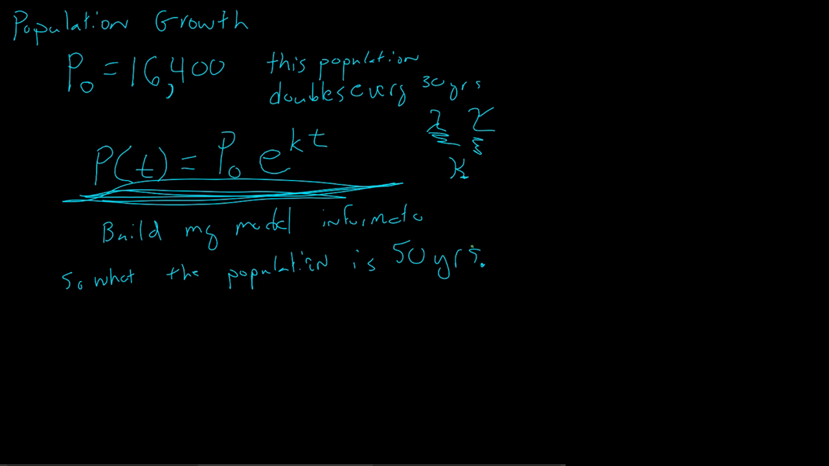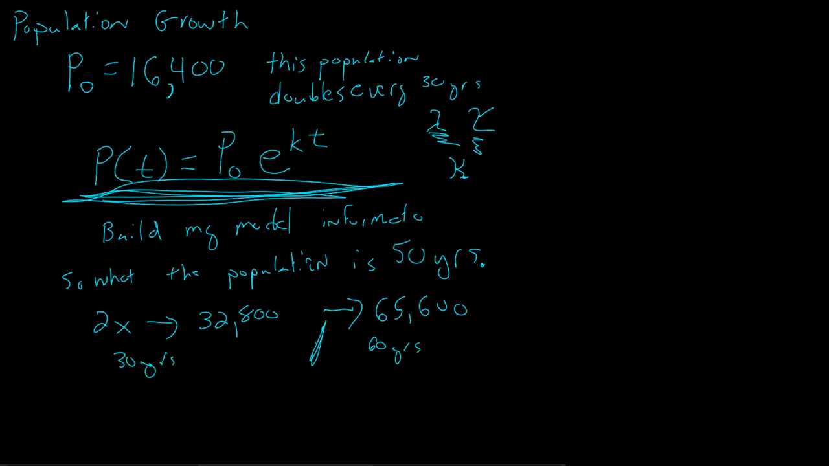Now, if it were to double twice, that would be 60 years, which is a little bit further than my 50, right? 60 is bigger than 30. So 2 times population. This is just something I'm doing in my head to kind of set boundaries. If I double once, 2 times this is 32,800. If I double one more time, it's 65,600, right? So this would be in 60 years, and this would be in 30 years.